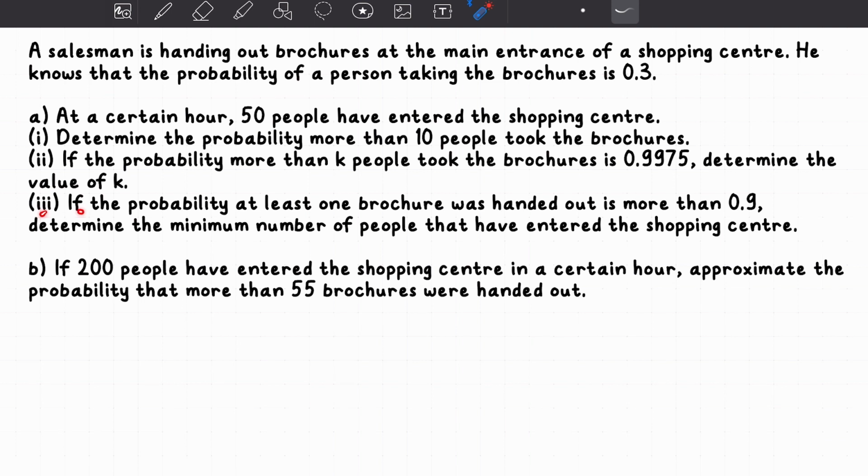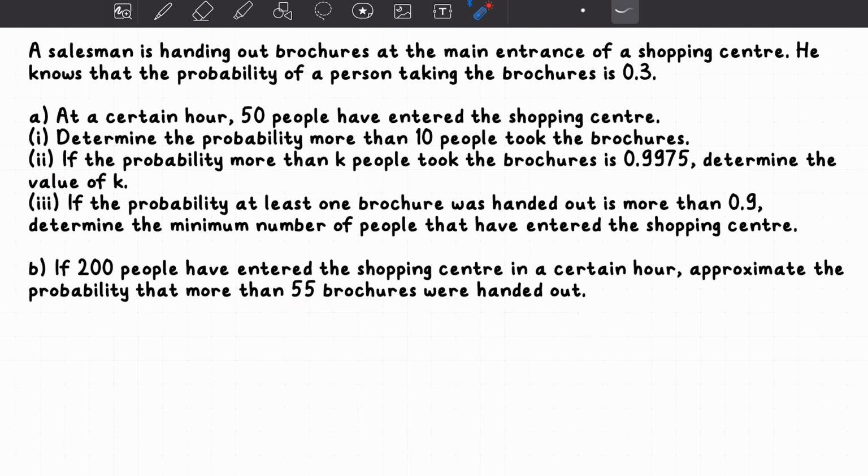Third, if the probability at least one brochure was handed out is more than 0.9, determine the minimum number of people that have entered the shopping center. Question B. If 200 people have entered the shopping center in a certain hour, approximate the probability that more than 55 brochures were handed out.